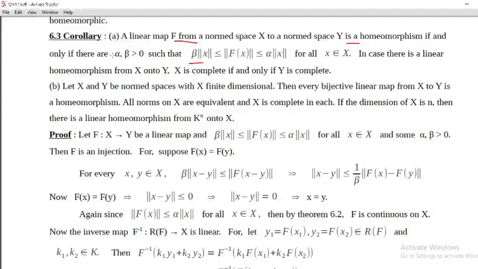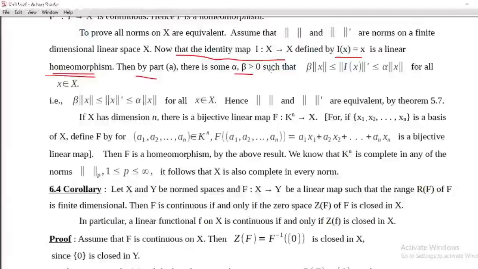Then by part A, there exist alpha, beta greater than 0 such that beta times norm x is less than or equal to norm I of x, which is less than or equal to alpha times norm x, for every x belonging to X. Here we take the norm as norm prime, because norm and norm prime are norms on X. So beta times norm x is less than or equal to norm prime of I of x, less than or equal to alpha times norm x for every x belonging to X. That is, beta times norm x is less than or equal to norm prime of x, less than or equal to alpha times norm x, for every x belonging to X. Then by theorem 5.7, we get norm and norm prime are equivalent.